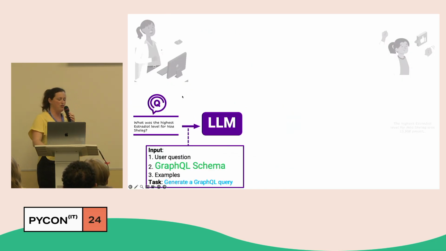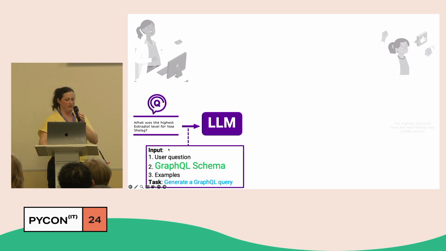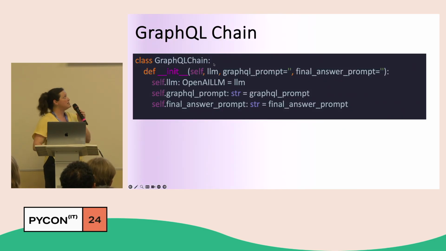So now I'm going to show you how the flow looks with the combination of LLM and GraphQL. We said we have the doctor's question, and we sent to the first LLM the doctor's question, and we sent it the GraphQL schema, all the types that we defined, and we asked the LLM to generate a GraphQL query. So this is how it looks like.